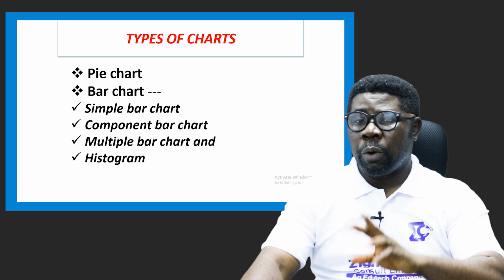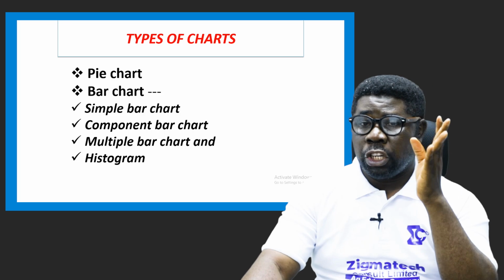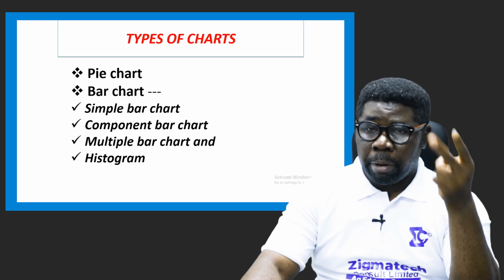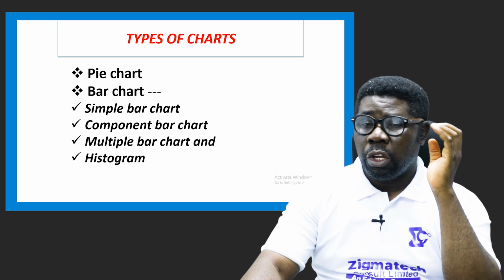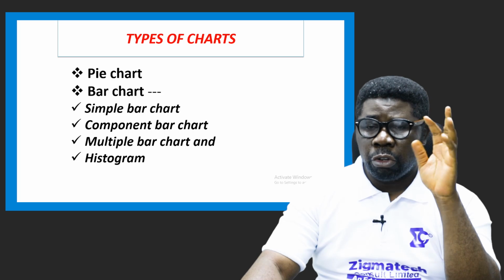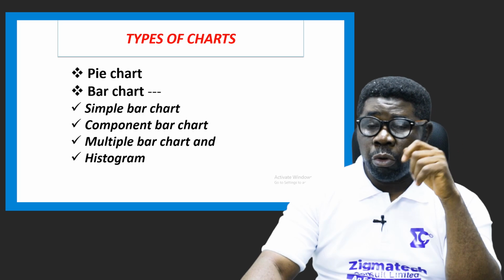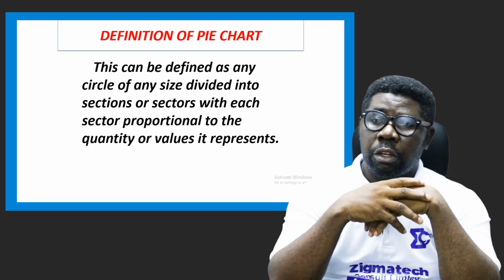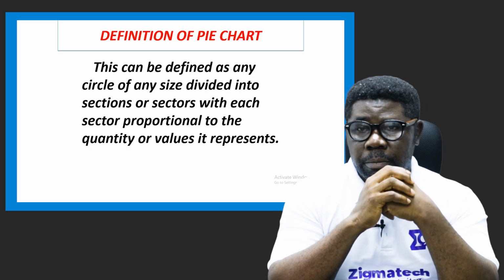So please take note that we have two common charts, a pie chart and the bar chart. Bar chart comprises of what? Simple bar chart, component bar chart, multiple bar chart, and histogram, as well as what? Pictogram. Okay, what's a pie chart?